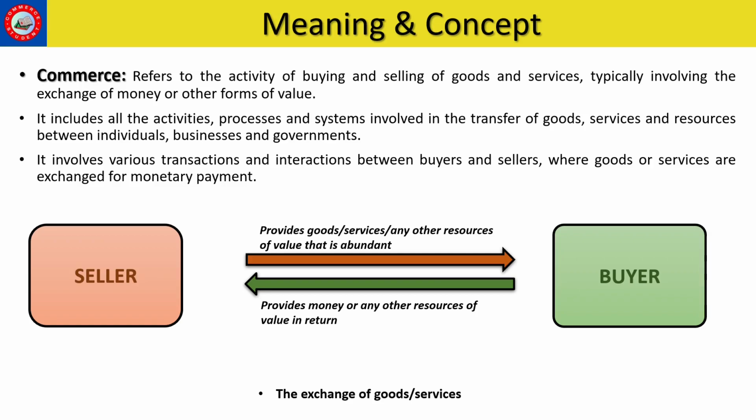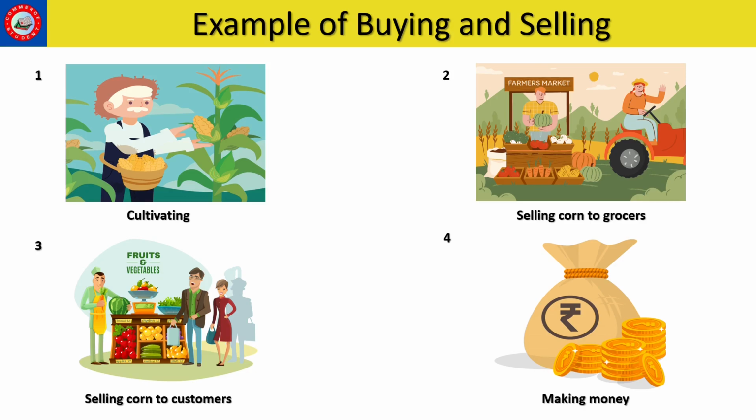Let me give you an example of it. For example, a farmer grows corn and sells to a grocery store, which then sells it to customers. So two things happen in this example. First is the exchange of goods, which is corn, and second is the exchange of money.